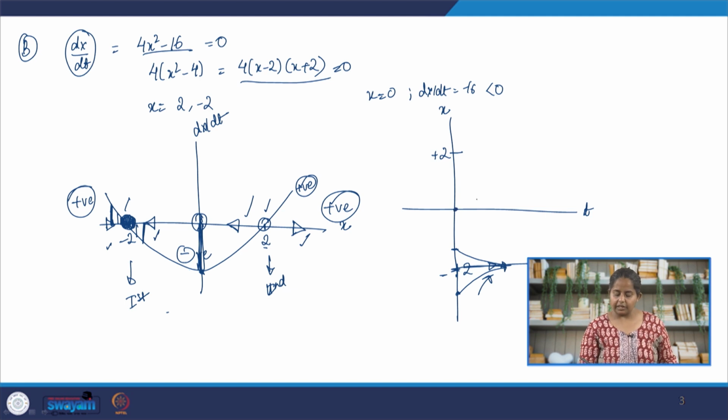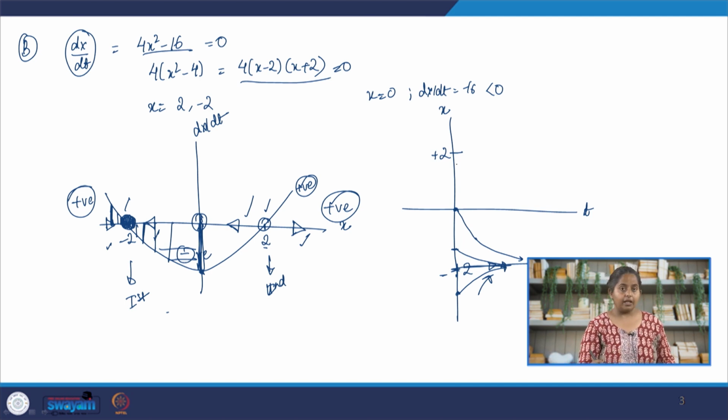So, when we are starting at x equal to 0, there is a rapid decline in the value of x, and as it declines and approaches minus 2, the magnitude of dx by dt starts reducing. So, the decline starts slowing down, and as x approaches minus 2, the curve becomes tangential to the horizontal line at minus 2.